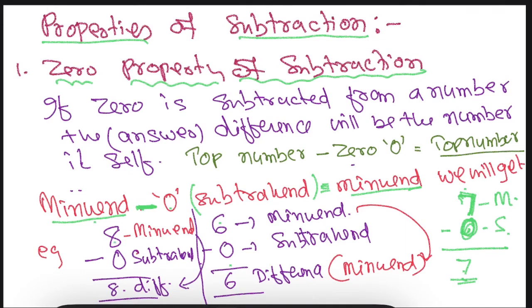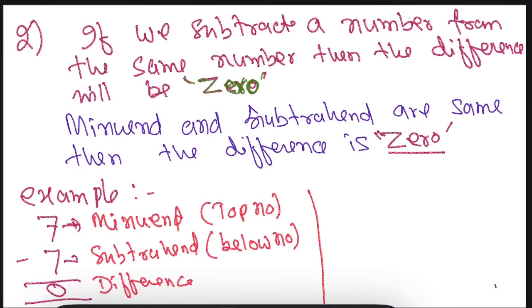You see here, 8 is the top number, known as the minuend, and the bottom number is 0, known as the subtrahend. After subtraction, 8 minus 0 is 8. If this is 0, just close your eyes and write the same number. The same minuend will come as the difference. Similarly, 6 minus 0 is 6: minuend is 6, subtrahend is 0, the difference is 6 only. You got it? This is known as the zero property.